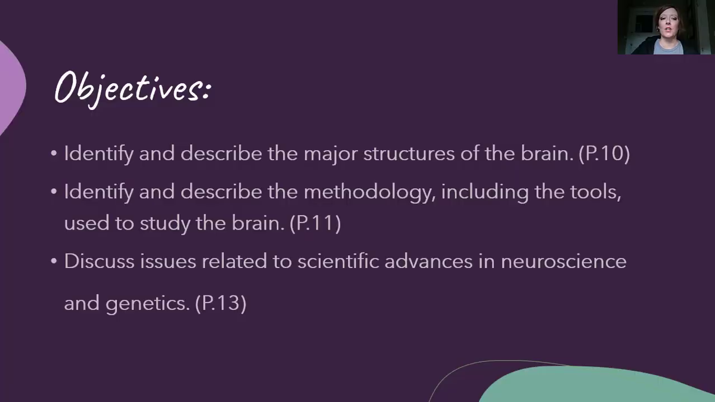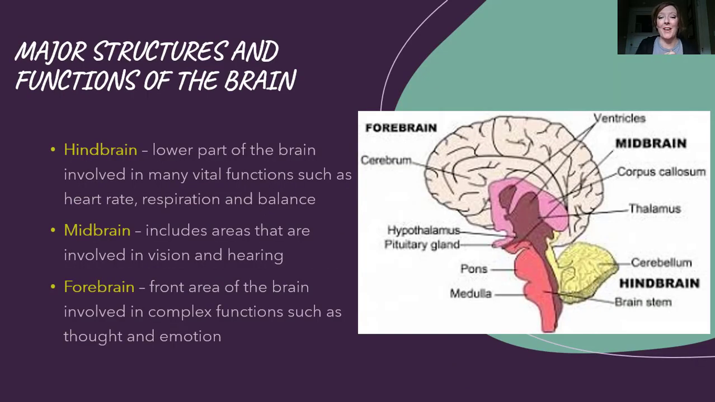Today's objectives we're going to cover are: identify and describe the major structures of the brain, identify and describe the methodology, including the tools used to study the brain, and discuss issues related to scientific advances in neuroscience and genetics. Okay, so here we go. The major structures and functions of the brain.